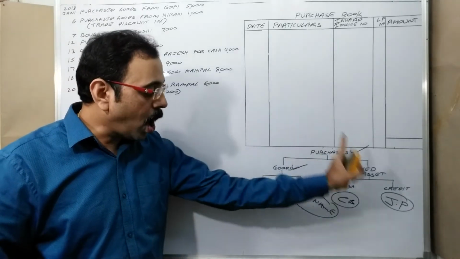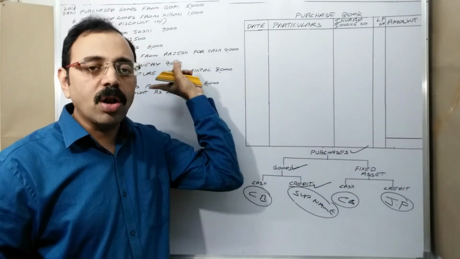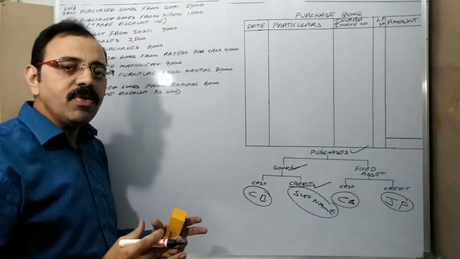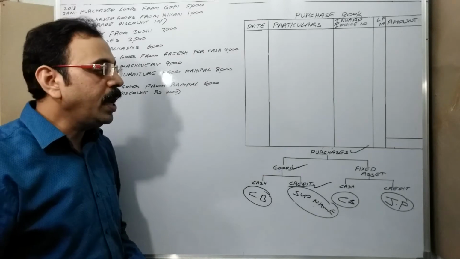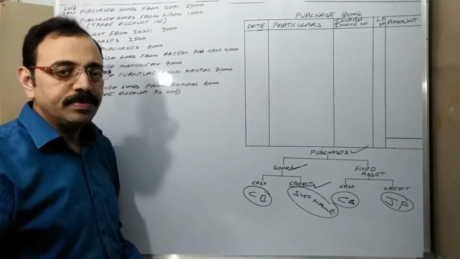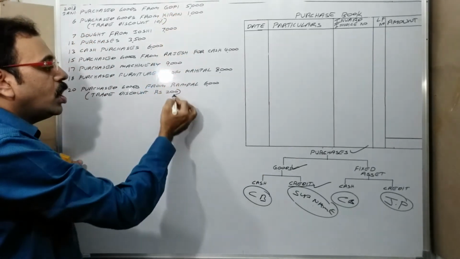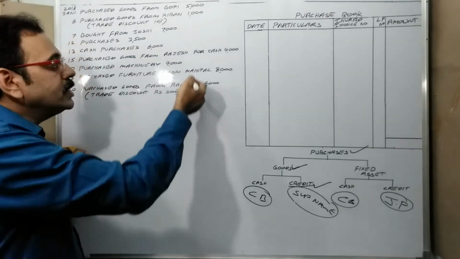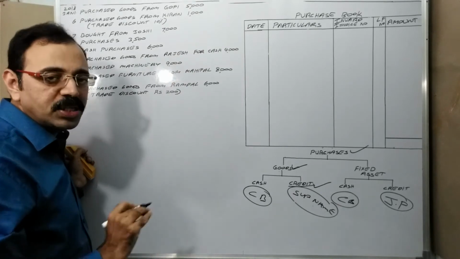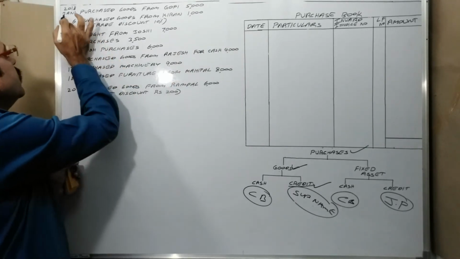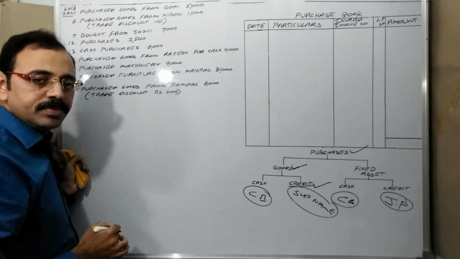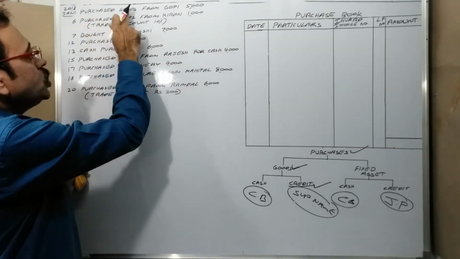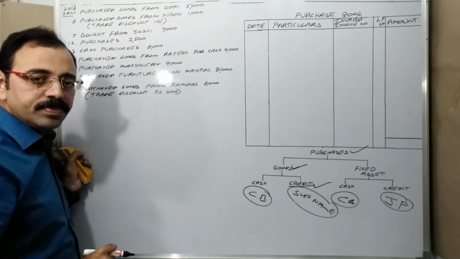Now, by keeping all these points in mind, let us solve one problem. See, the question is given like this. From the following particulars, prepare purchase book. And all these are what? Financial business transactions. All transactions are related to purchases. In the month of January, there are some transactions. First one, purchased goods from Gopi.